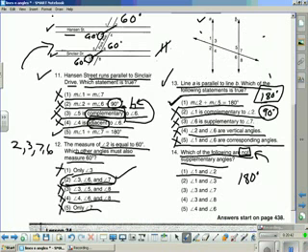First choice, 1 and 2. Angles 1 and 2 are supplementary because they create a straight line. So it's not 1. 1 and 3. Well, 1 and 3 also create a straight line, so they are supplementary. So it is not 2.